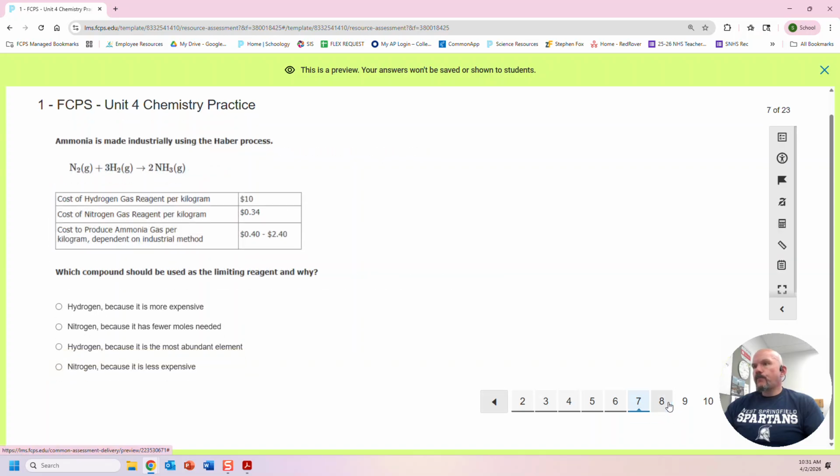All right. So here, they're giving us the synthesis of ammonia reaction. Okay. 1 nitrogen, 3 hydrogens yield 2 ammonias. And here they give us the cost of the ingredients, right? So hydrogen costs a lot more than nitrogen, right? And they want the cost to be between 0.4 and $2.4, right? For the actual cost of making it.